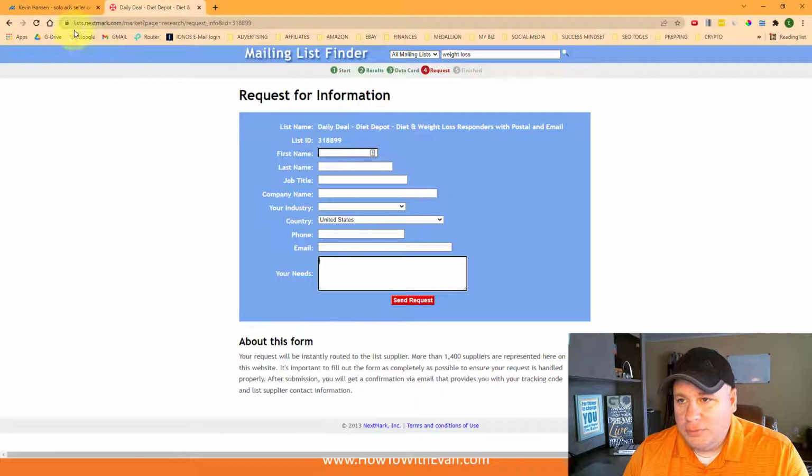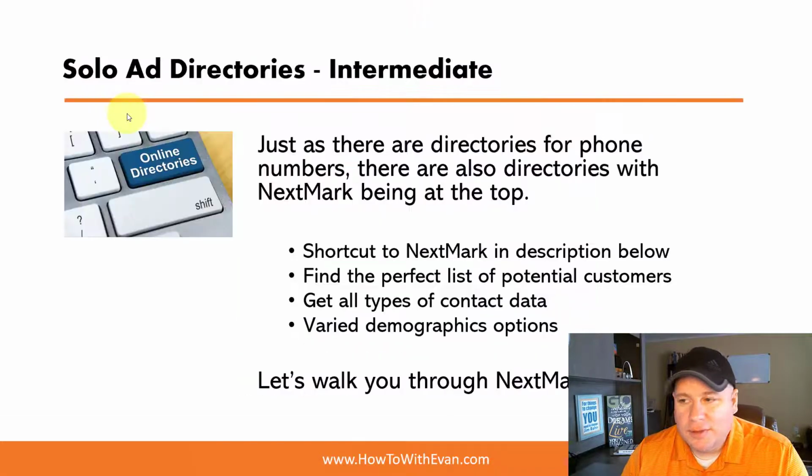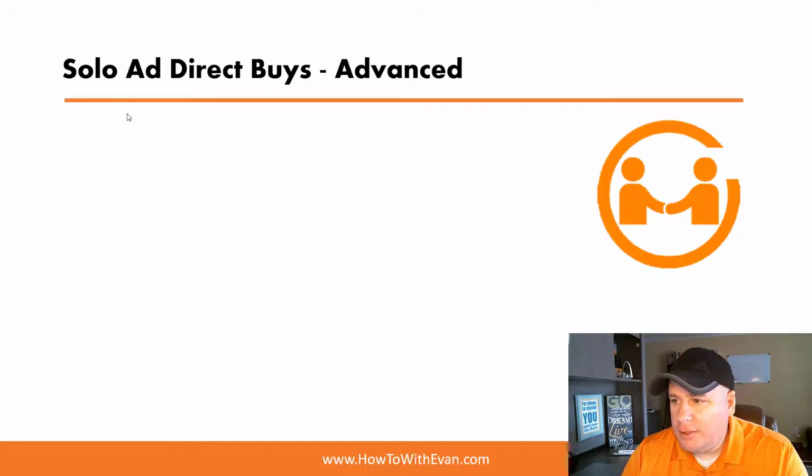With Udemy, for example, it's just easy. You just go and find it and order it all right through the system. Okay. All right. So that is directories. Next, I wanted to go over quickly solo ad direct buys.